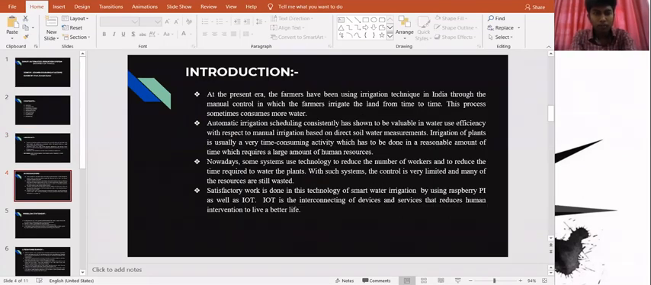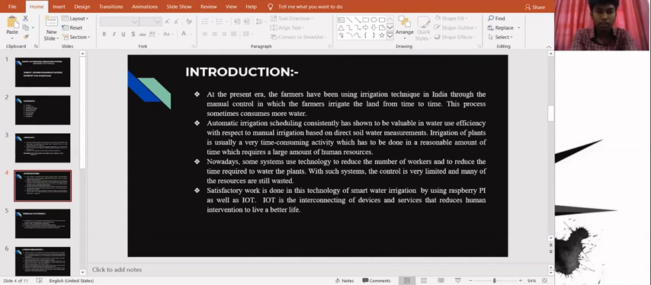In the introduction part, at the present era, the farmers have been using irrigation techniques in India through manual control, in which the farmers irrigate the land from time to time. As we all know, we are still using the traditional approach of doing the work manually. The process sometimes consumes more water. So automated irrigation scheduling has consistently shown to be valuable in water use efficiency with respect to manual irrigation, based on direct soil water measurement.